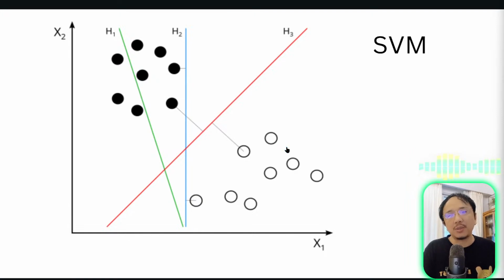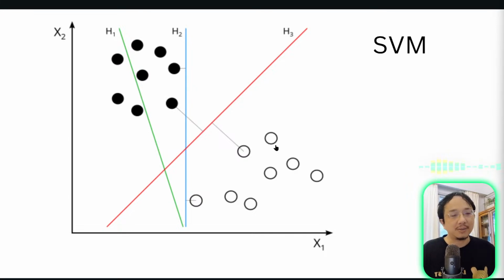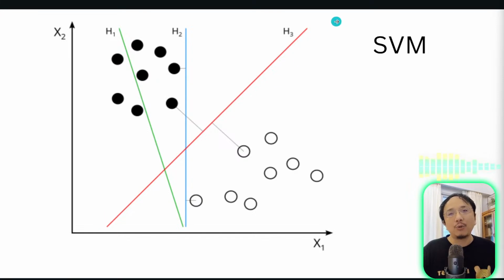We'll talk about using a nonlinear way to separate different classes, and we can do this even for multi-classes. But right now we are focusing on the linear support vector machine. So our goal is to find a straight line that separates two different classes of samples.